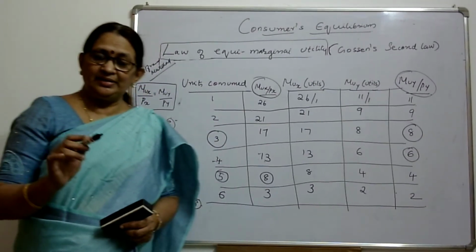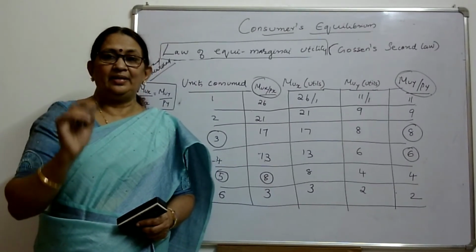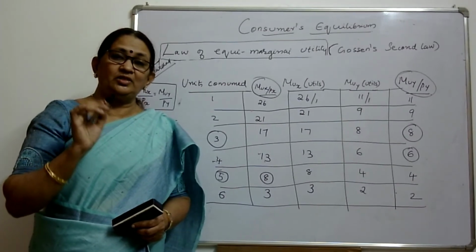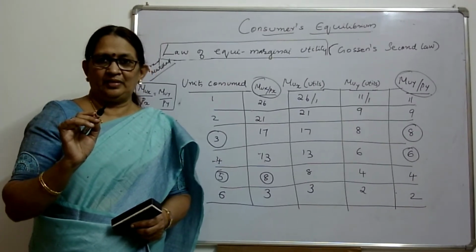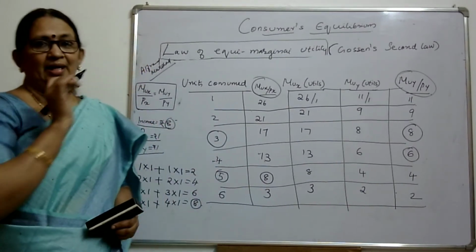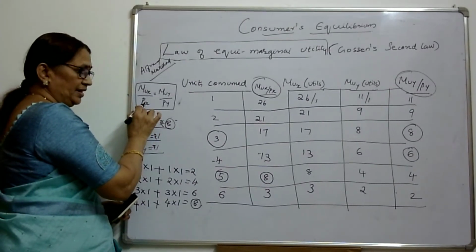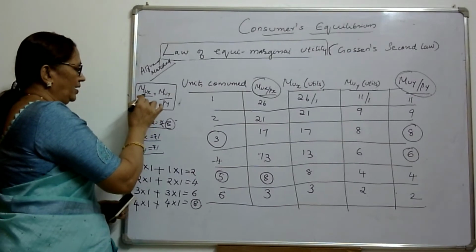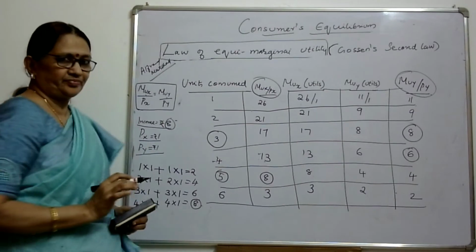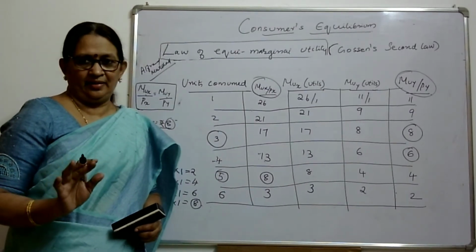And he allocates his income in such a way that that is the main point. The satisfaction derived from the last rupee spent on both commodities is equal. That is MUx by Px. The satisfaction derived by spending the last rupee on both commodities X and Y are equal. And it is equal to his income. He cannot spend more than that.